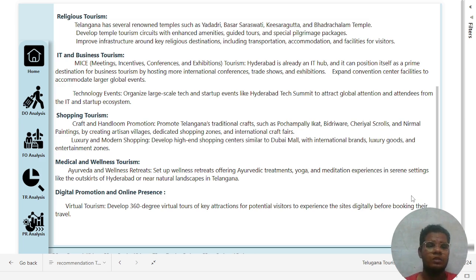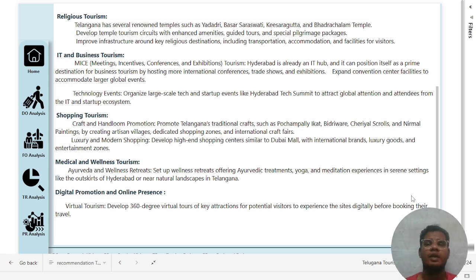Shopping tourism, craft and handloom promotion. Promote Telangana's traditional crafts such as Kuchipudi, Bidriware, Chenchu scrolls, and Nirmal paintings, creating artisan villages, dedicated shopping zones, and international craft fairs. Luxury and modern shopping: develop high-end shopping centers similar to Dubai Mall, with international brands, luxury goods, and entertainment zones. Medical and wellness tourism, Ayurveda and wellness treatment.